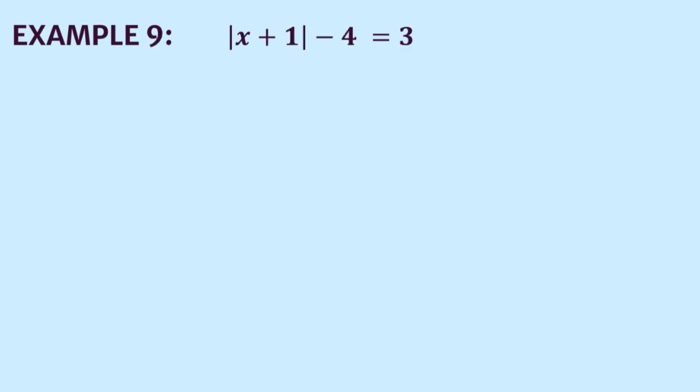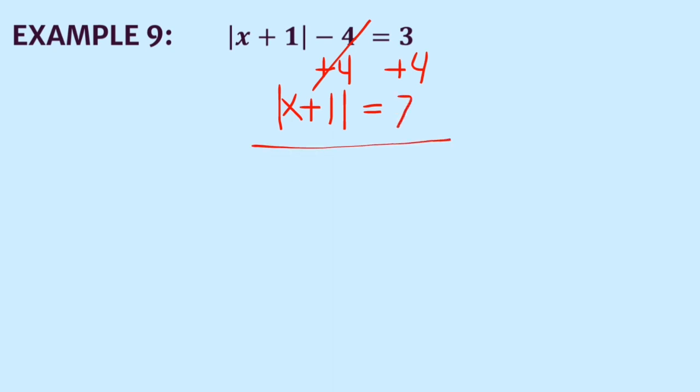Okay, if you observe, there is a variable outside. If you notice, we have here a variable outside the absolute value notation. So, for this one, what we are going to do is first eliminate this. To eliminate this, we have to add 4 on both sides. Now this will be cancelled out and we are left with the absolute value of x plus 1 equals 3 plus 4, 7. And this is our new equation.